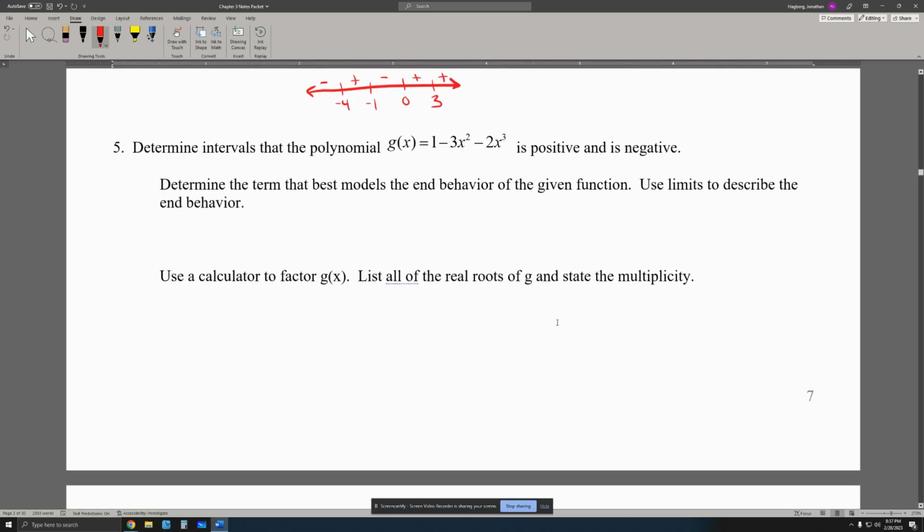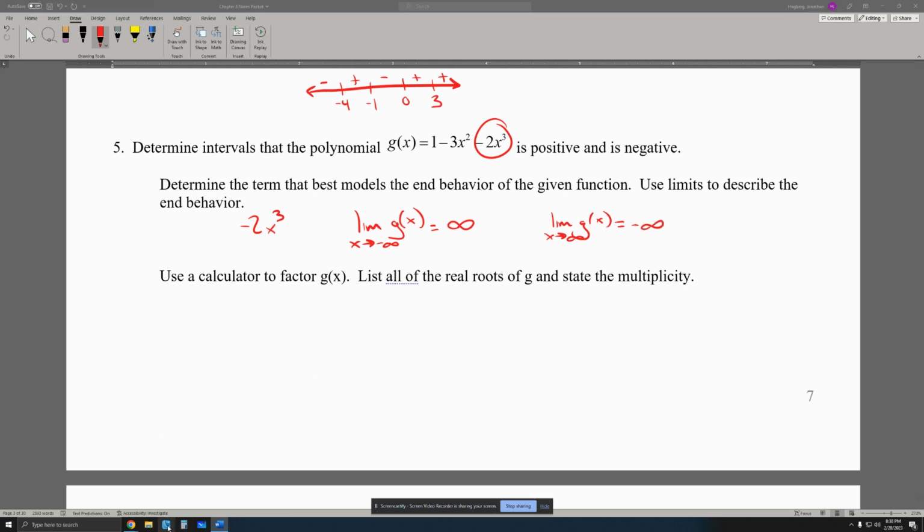Number 5, determine the intervals that the polynomial g of x is positive and negative. We want to use that dominant term rule again, and I notice that the dominant term here is -2x cubed. So that tells me that the limit of g of x as x approaches -infinity is going to be positive infinity. We've got that negative leading coefficient. And then the limit of g of x as x approaches positive infinity is going to be negative infinity.